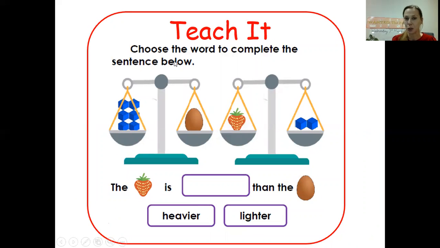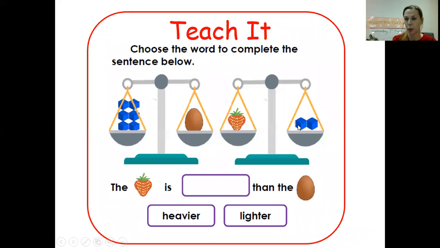Okay, choose the word to complete the sentence below. So here we've got an egg and a strawberry. Okay, how many cubes balances the egg? So how many cubes does the egg weigh? How many cubes does the strawberry weigh? Let's have a look. The strawberry is something than the egg. So is the strawberry heavier than the egg or lighter than the egg? What do you think?